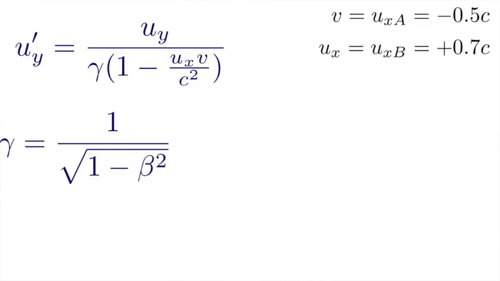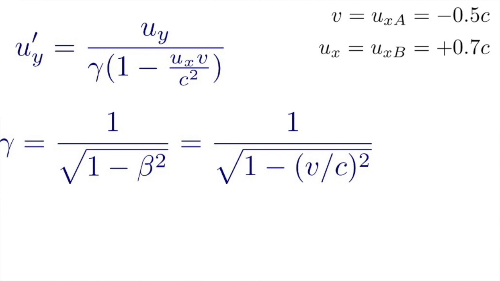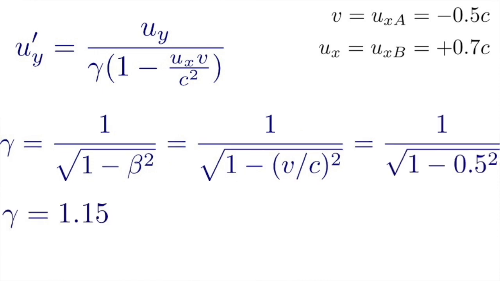And we have to calculate first gamma. Be careful here because gamma, which is 1 over the square root of 1 minus beta squared, this beta is for the velocity of the reference frame, v. So that beta is v divided by c, which in our case is 0.5 because that's the velocity of the reference frame with respect to Jakku. Then we get a gamma value of 1.15.